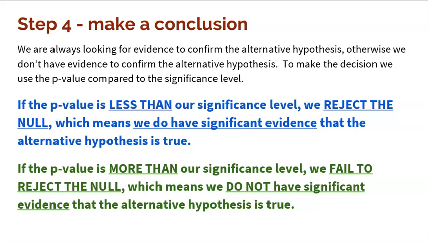So if I fail to reject, let's just say that the economist gets a p-value of 0.09. Well, then the economist is going to say, I fail to reject the null. I do not have evidence that the proportion of unemployed adults in America is greater than the proportion of unemployed adults in Canada. Now, maybe he still in his heart believes that to be true. He just doesn't have the evidence to support that. And that's how you make a conclusion.